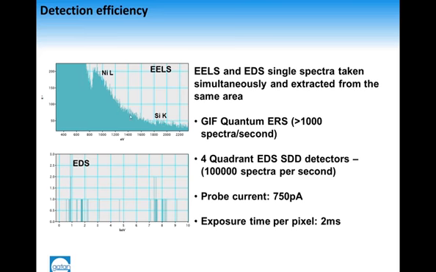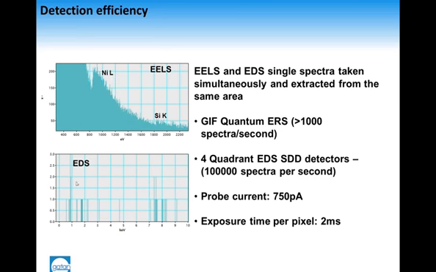So these are two single spectra, both of them acquired with an exposure time of 2 milliseconds. If you look at EELS, you can see a pretty big amount of signal. You can clearly see the nickel L edge, the silicon K edge, this is nickel silicide. And the signal-to-noise ratio is good enough that this spectrum can be used for quantification.